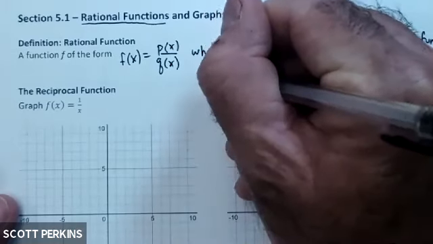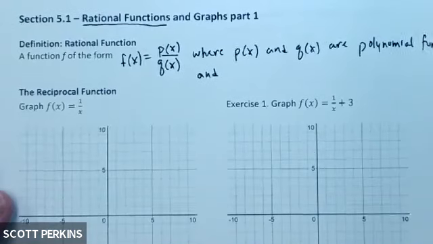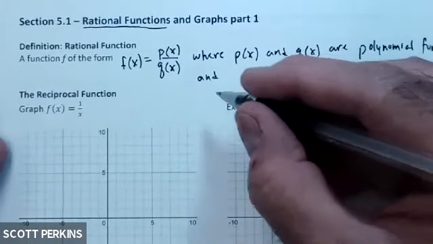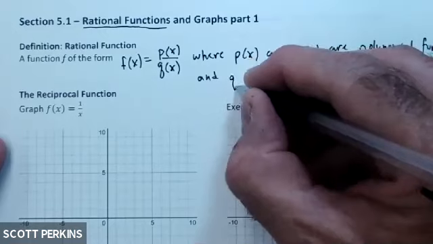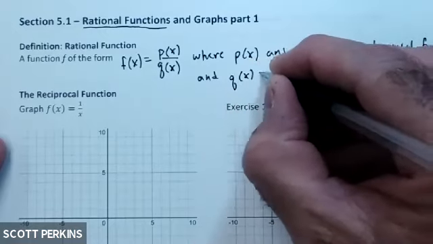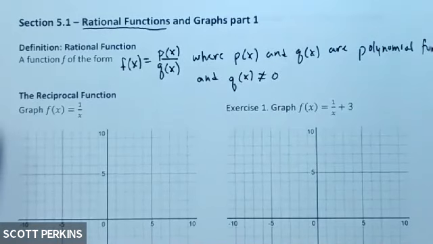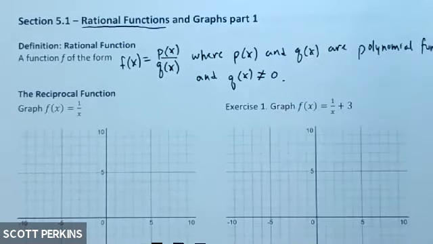And the only thing that limits us, up till now, we haven't really talked a whole lot about anything fun with the domain. That is going to change in this chapter. And so the thing that's going to impact us is q of x cannot have an output of 0. Can't have 0 in the denominator. So there's your definition. Okay.